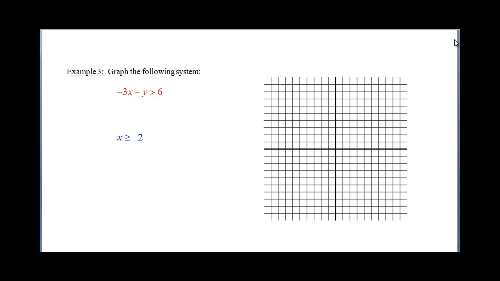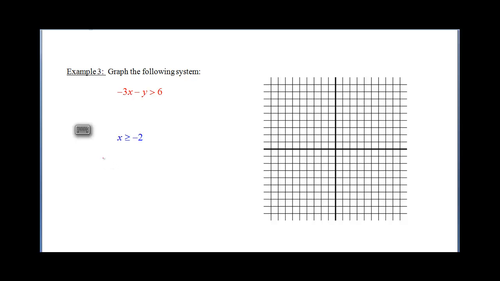Our next example, graph the following system. Negative 3x minus y is greater than 6, and x is greater than or equal to negative 2. So our first step is to put the inequalities in slope-intercept form. We'll only have to do this for the first one.